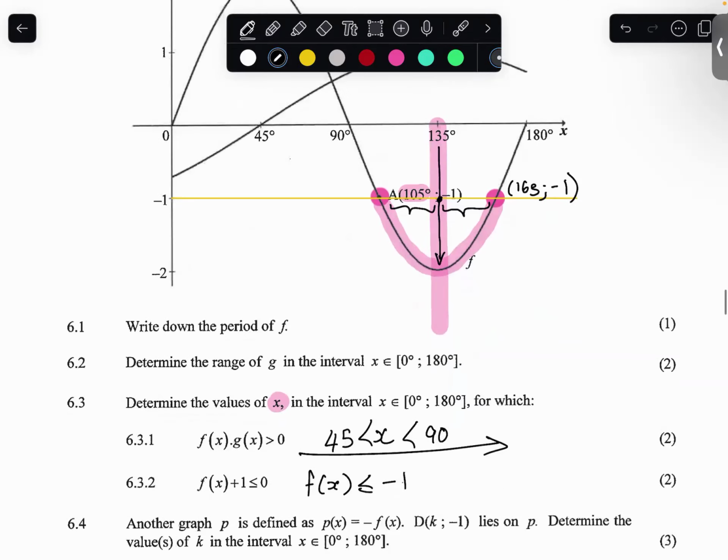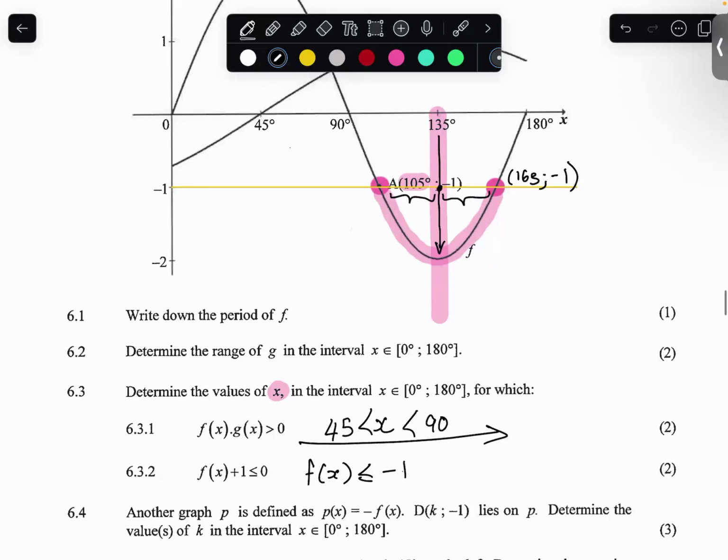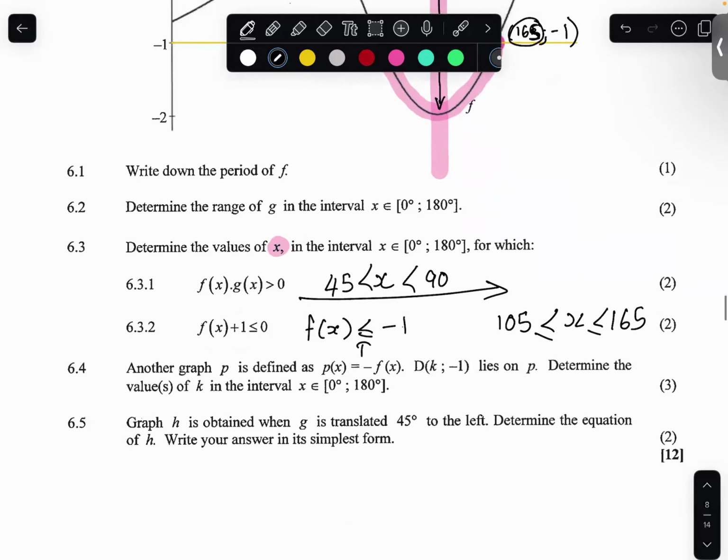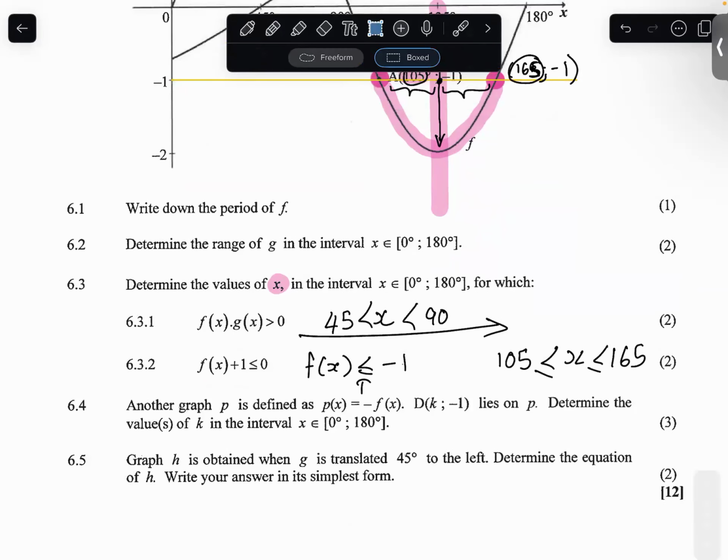So where does it lie below minus 1? From 105 to 165. How do we write that? 105, 165, x in the middle, and put an equal to because the question had an equal to. We're only careful when there are asymptotes, and there are no asymptotes in a sine or cos graph. All right, that was 6.3.2.